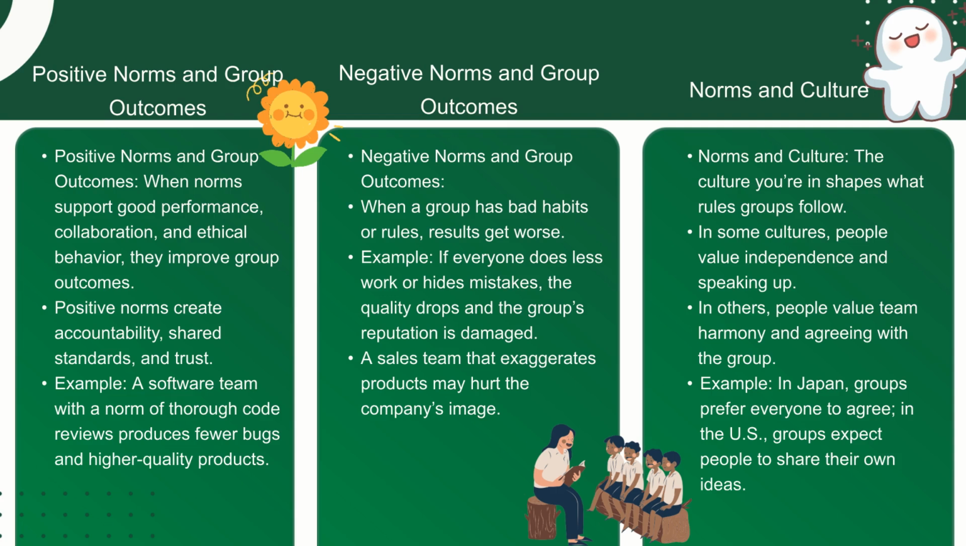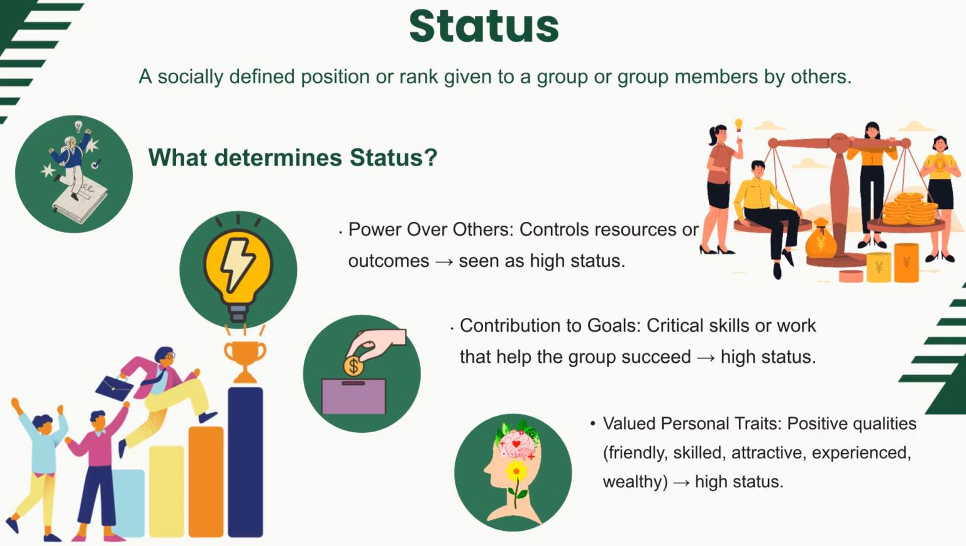6. Norms and culture mean that the culture we live in shapes the rules and behaviors groups follow. In some cultures, people value independence and speaking up, while in others, people value harmony and agreeing with the group. For example, in Japan, groups usually prefer everyone to agree, while in the US, people are expected to share their own ideas. Next property of group is status.